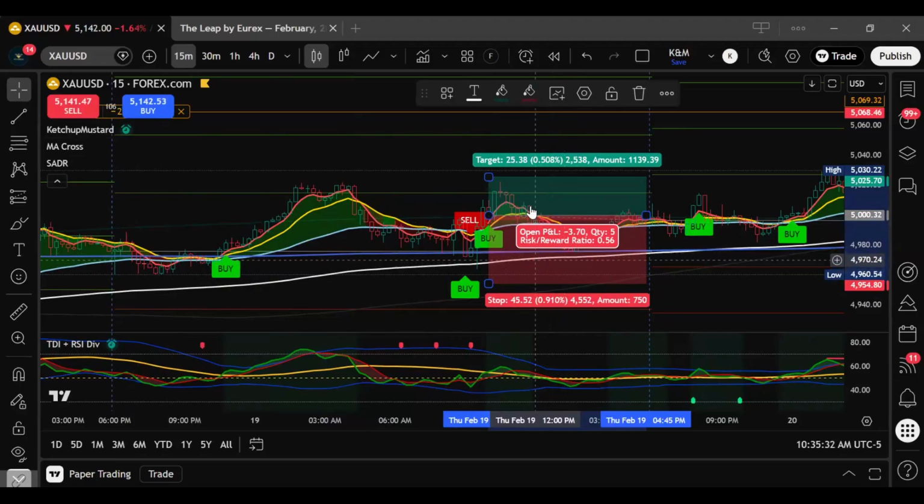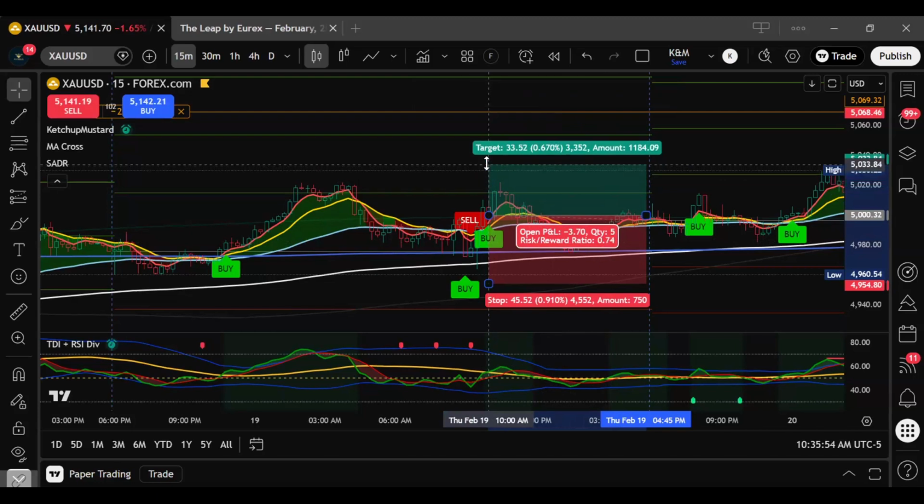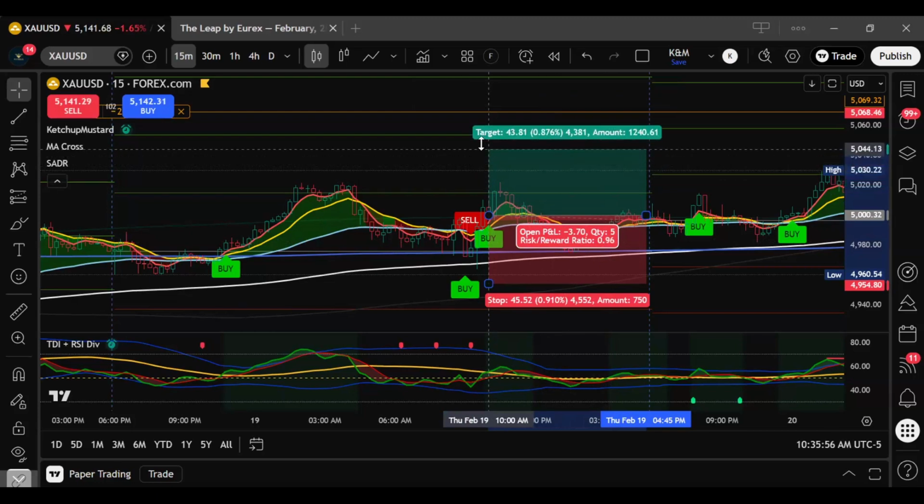Yes, I am. Then we're going to adjust the TP. And what we're looking for on the TP is this risk to reward ratio to be at least a 1. Right now it's on 0.56. That means our stop loss is almost twice as big as our target. So we're going to lose way more money than we're going to win if we take this trade. So we need our risk to reward to be at least a 1.